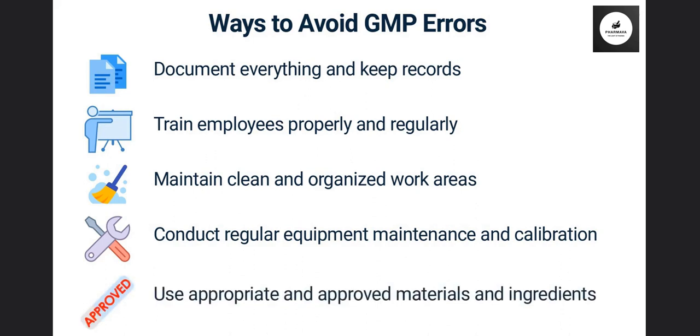Use appropriate and approved materials and ingredients. Using appropriate and approved materials and ingredients is essential for ensuring product quality and safety. This includes sourcing materials from reputable suppliers, checking for expiration dates and lot numbers, and conducting tests and inspections to ensure that materials meet specifications.